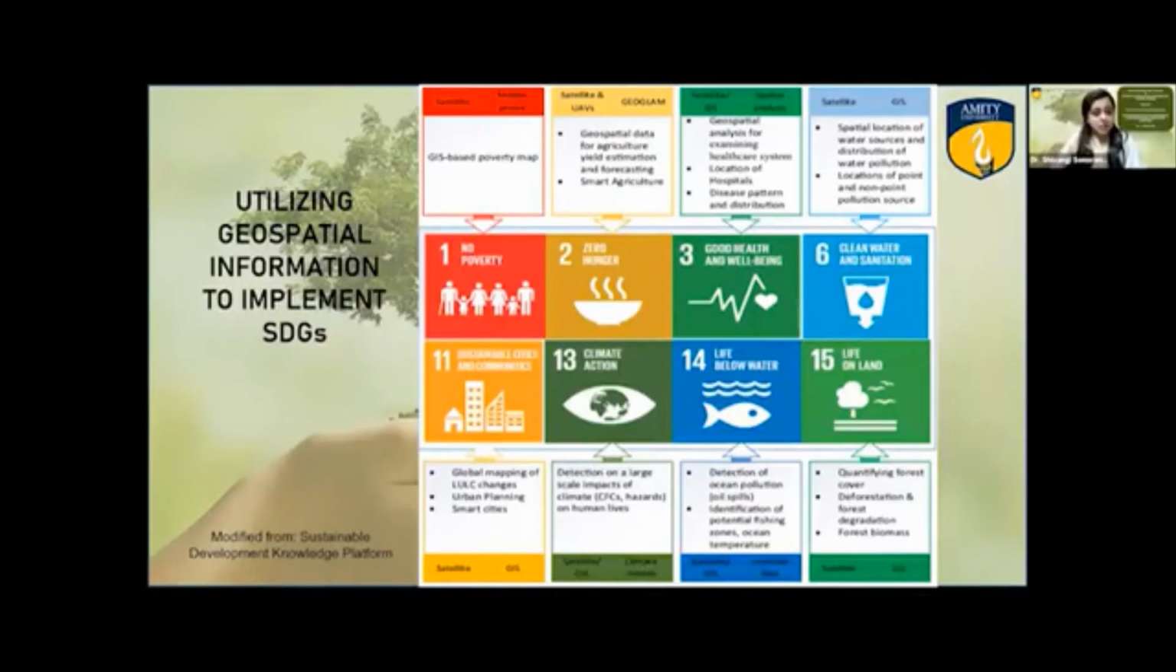Then SDG 6 addresses the issues related to clean water and sanitation. So it has several targets to be achieved by 2030, ranging from water resources to the hygiene of the people. The application of geospatial technology like remote sensing and GIS promises to achieve each of these targets. Like one of the targets is to achieve universal and equitable access to safe and affordable drinking water for all by 2030.